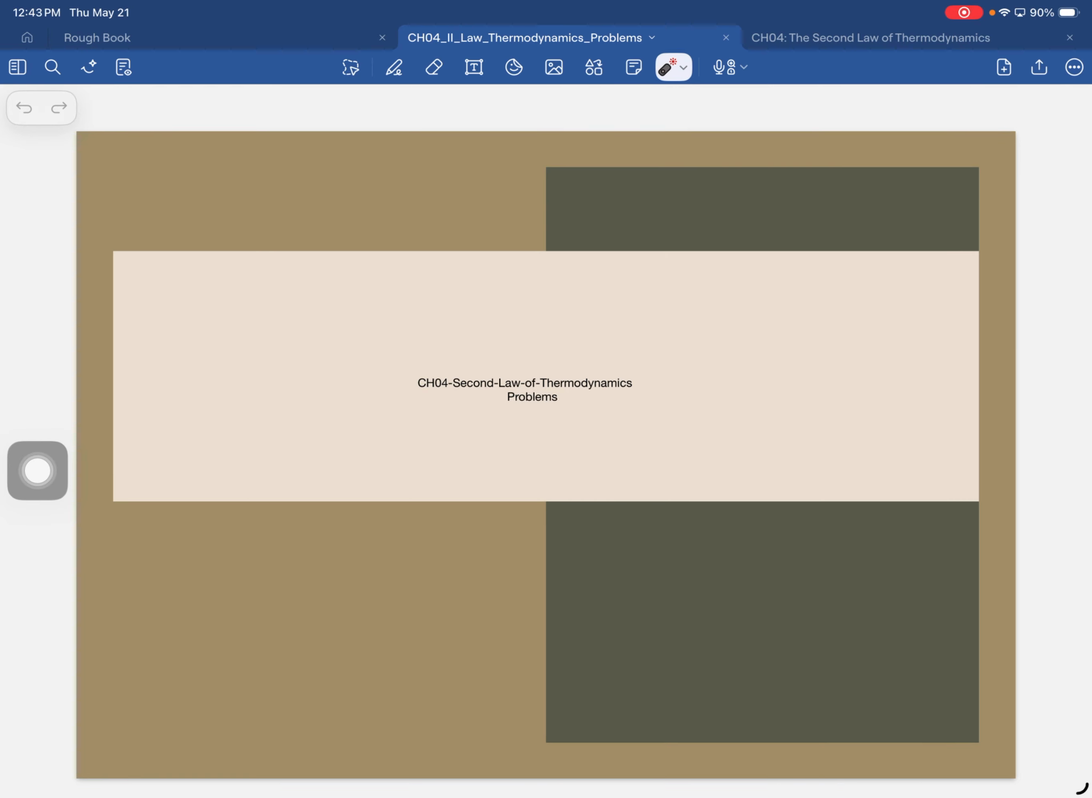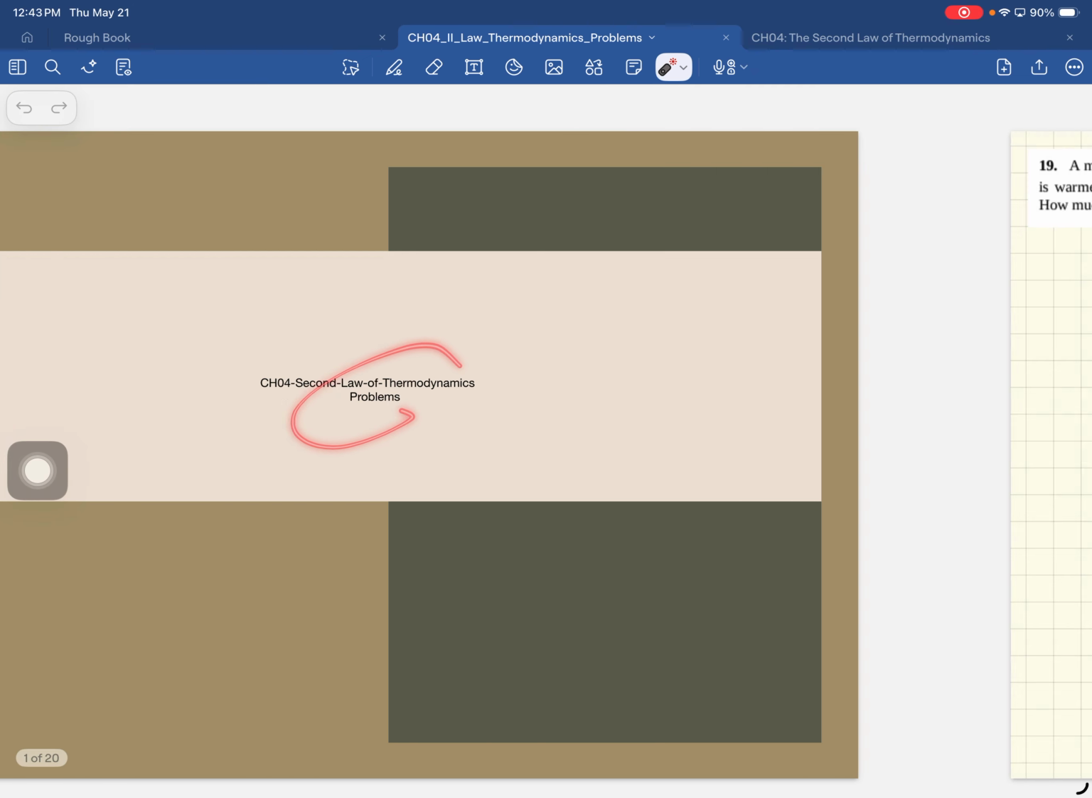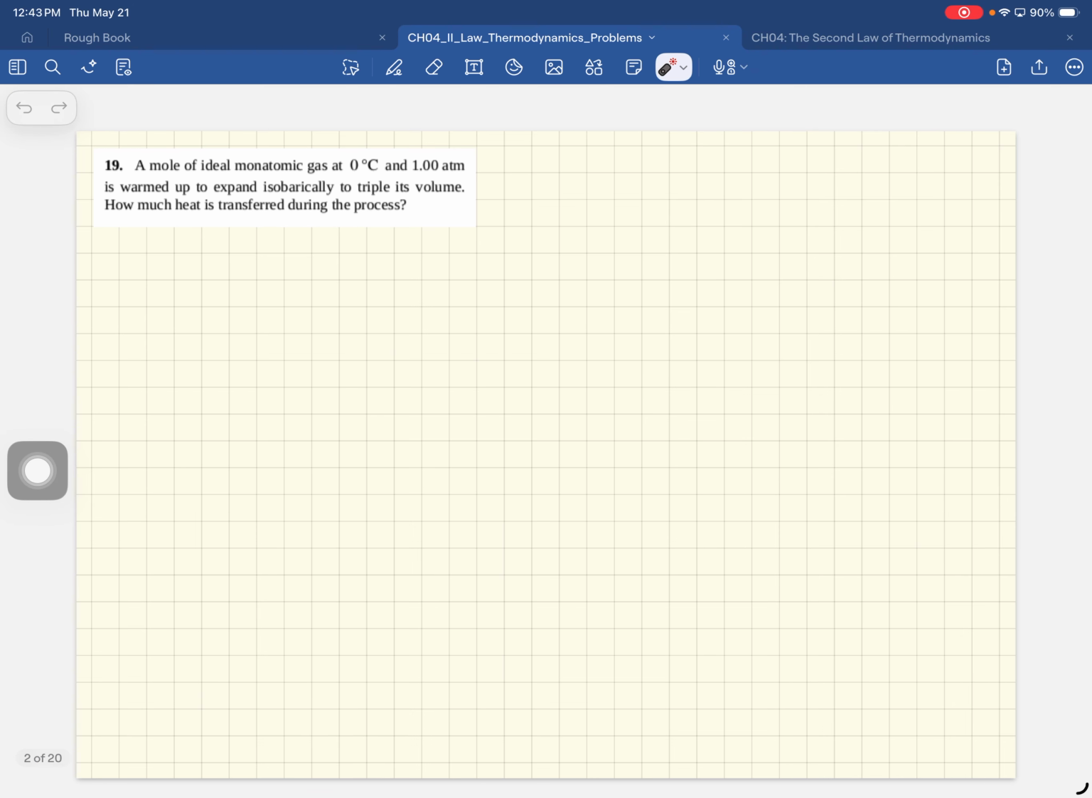PVI. Okay. Again, PV equal to nRT. So P initial, V initial equal to nRT initial.